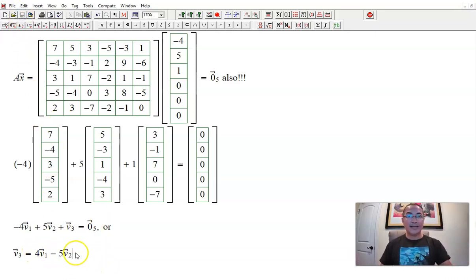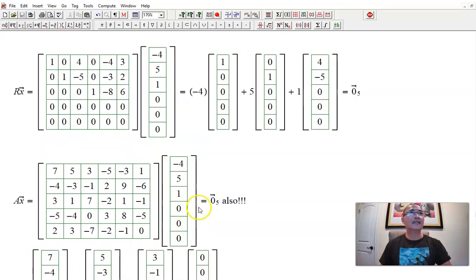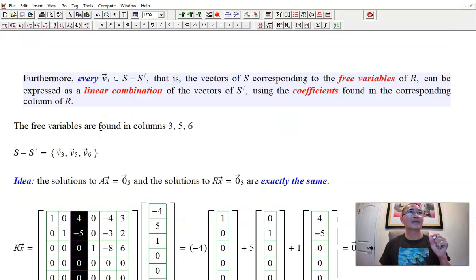But wait a minute, 4 and minus 5. Where did we see 4 and minus 5? Ooh, right here in the third column of our RREF. Okay, so the minimizing theorem said every vector corresponding to a free variable can be expressed as a linear combination of the vectors in S prime, the vectors corresponding to the leading variables, using the coefficients found in the column for that vector. So let's finish this off.